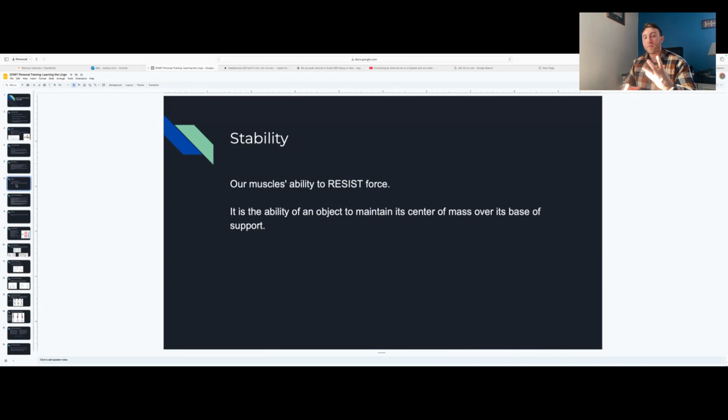I like to think of mobility as our ability to actively get into positions, whereas stability is our ability to maintain positions, right? Remember, mobility can be looked at as passive ranges of motion of a joint. I understand that, but for a training context, we're going to talk about mobility as being able to get into position, and stability being able to maintain that position and resist forces that want to pull you in or out of it or side to side, right?